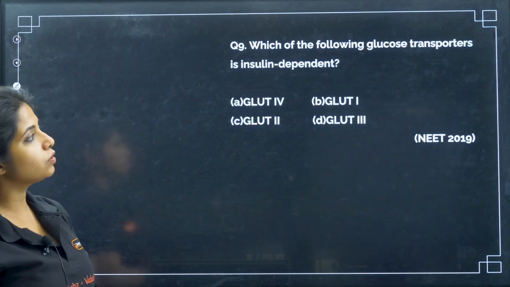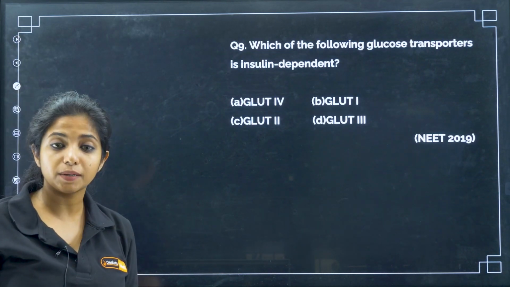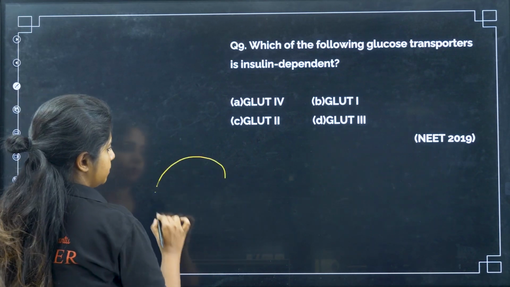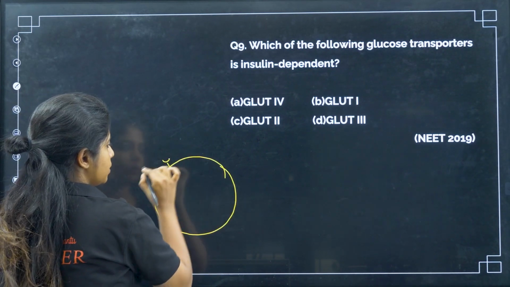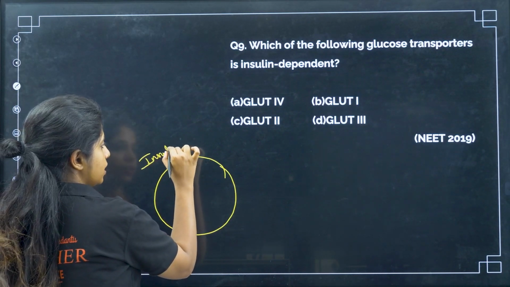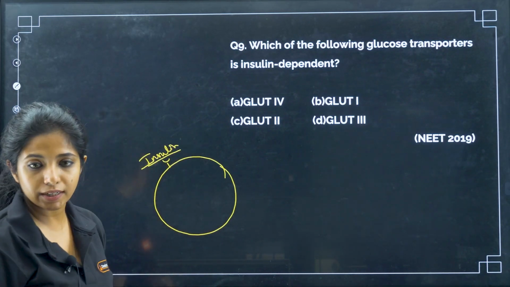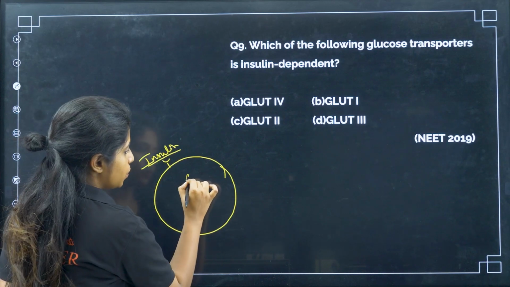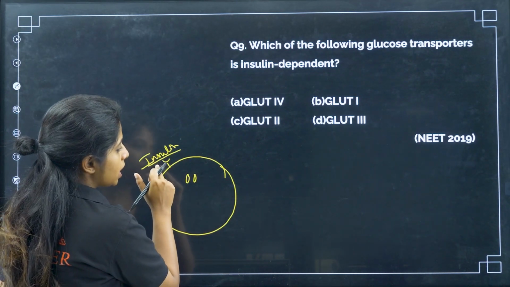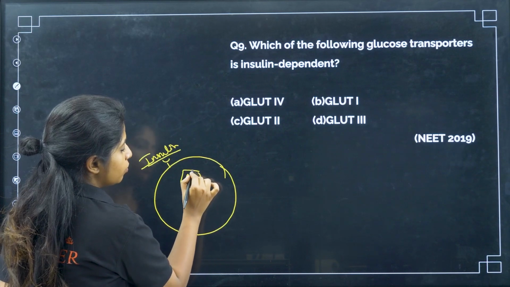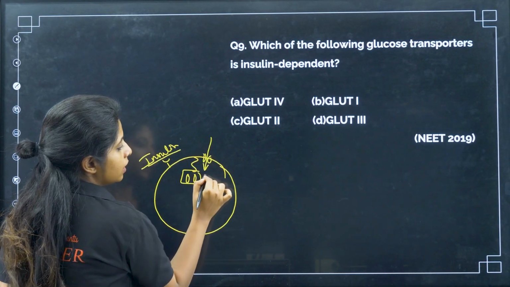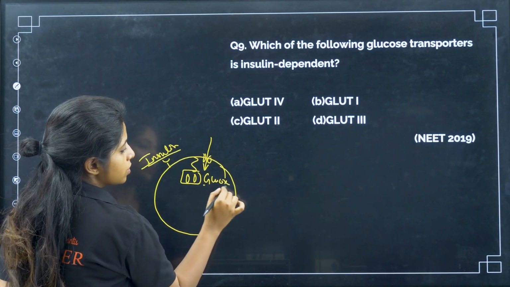Next, which of the following glucose transporters is insulin dependent? What do you mean by insulin dependent? For example, there is a cell. There are receptors on the surface of the cell. Now on this receptor, what will come and attach? Insulin comes and attaches. When insulin comes and attaches, there might be certain transporter molecules in the cytoplasm. What will happen when the insulin attaches? These transporter molecules go up, get integrated right here, and let in the transport of glucose.